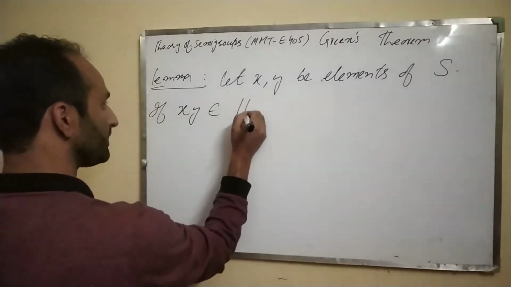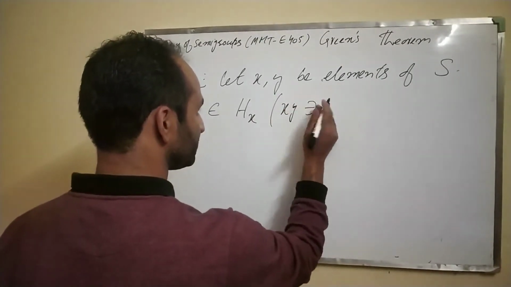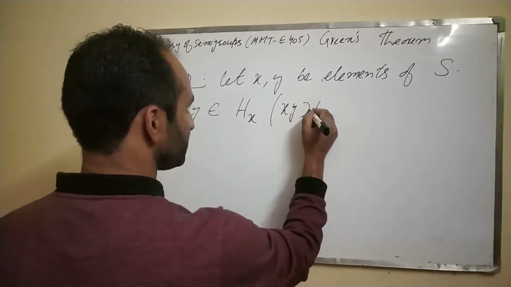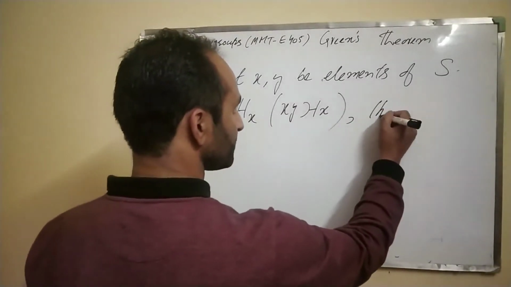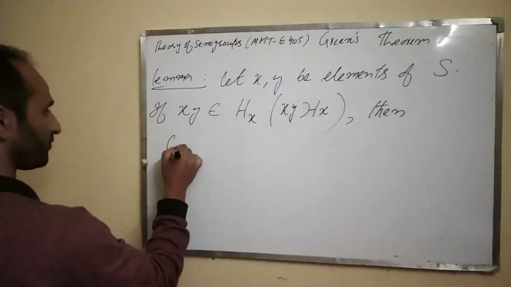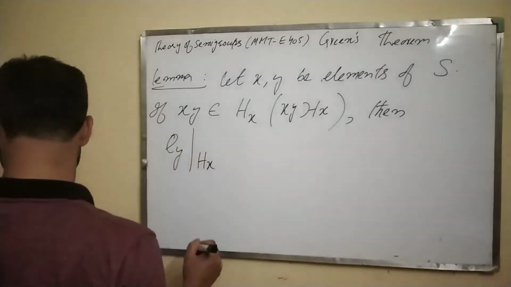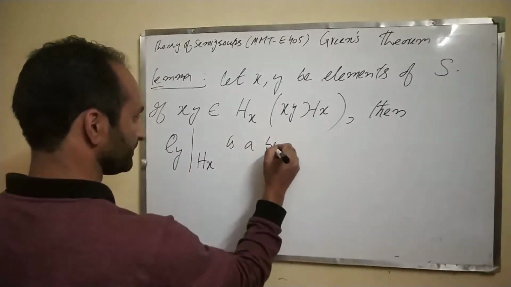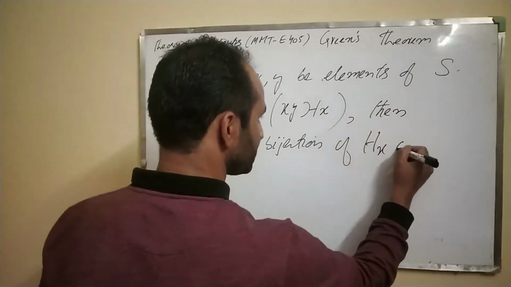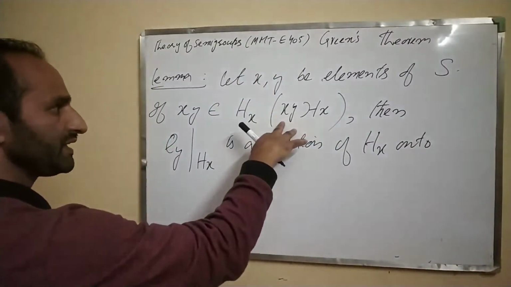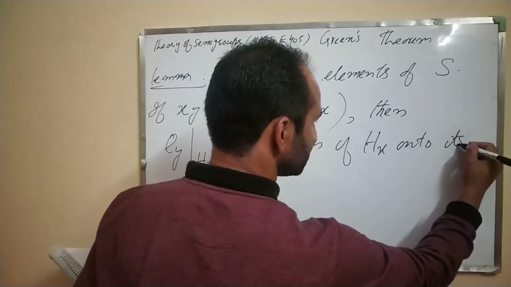If XY is H-related to X, then the map rho Y, when we restrict it to HX, is a bijection of HX onto HXY, but HXY is the same as HX, so onto itself.